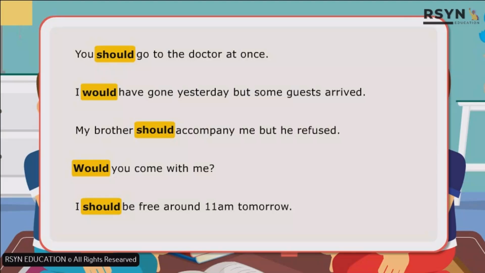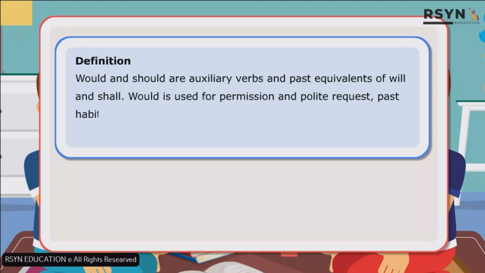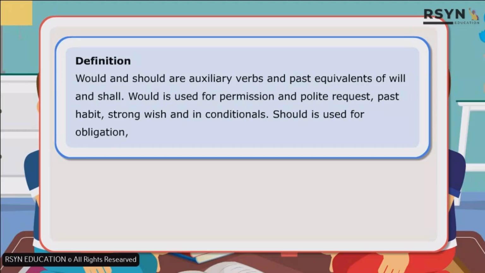Definition: would and should are auxiliary verbs and past equivalents of will and shall. Would is used for permission and polite request, past habit, strong wish, and in conditionals. Should is used for obligation, advice, suggestion, expectation, and probability. Let us look at few sentences.